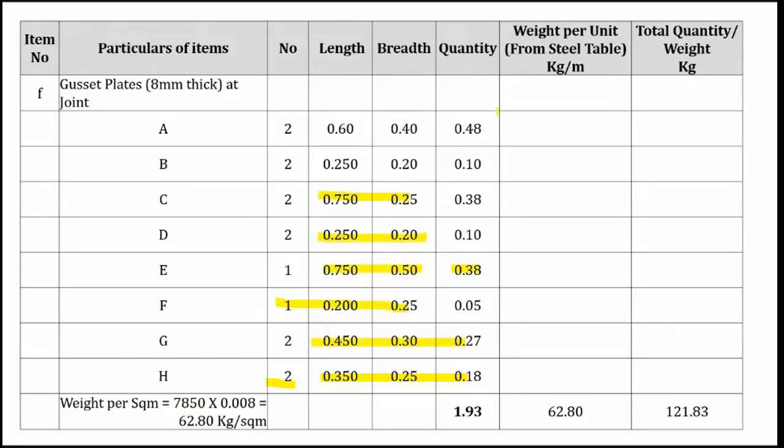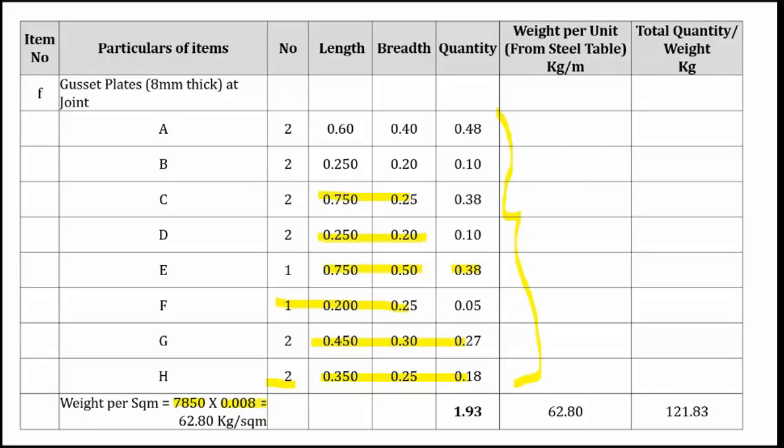The next is weight per square meter. What we have done is that we have calculated the area of this 8 mm thick plate. So now we'll calculate the weight per square meter of this 8 mm thick plate. How do we calculate it? The density of steel is 7850 kg per cubic meter, multiplied by the thickness of the plate in meters.